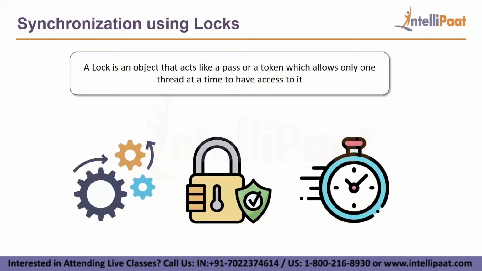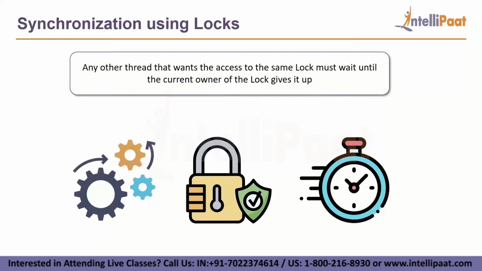A lock is an object that acts like a pass or a token which allows only one thread at a time to have access to it. Think of it this way. Once threads want to gain access to a particular resource, they end up in a queue, and the thread at the beginning of the queue is given a token or a pass. That pass means the thread can enter the memory location, update the value, and then leave. As soon as it leaves, the next waiting thread gets the token, goes in and does the task. So it's sequential. However, multiple threads are waiting in a sequence in order to get the task done.